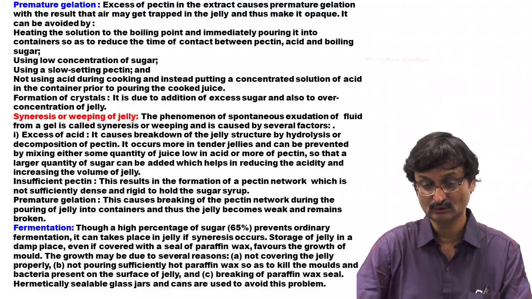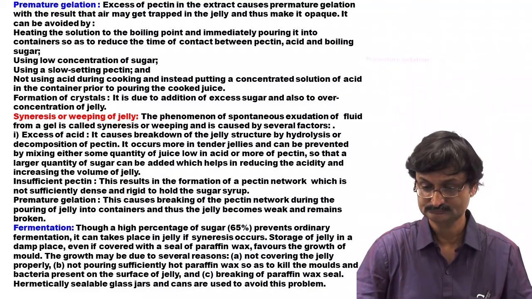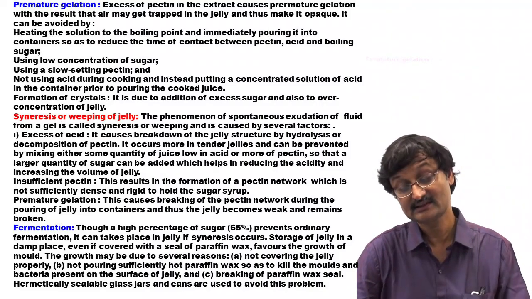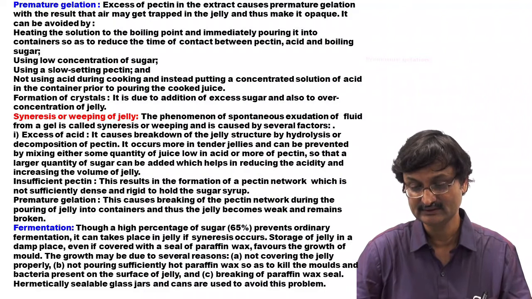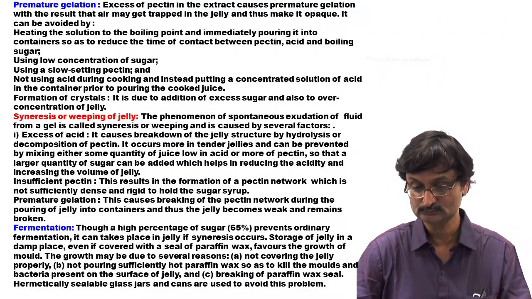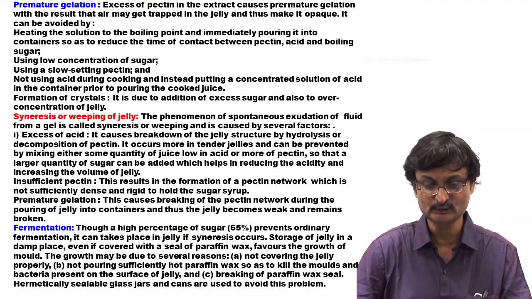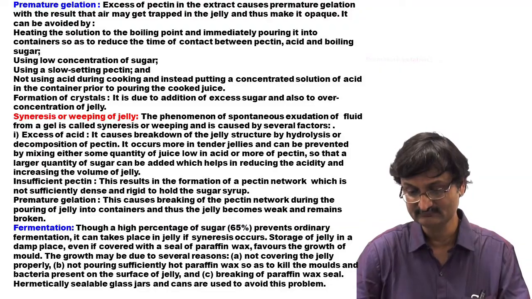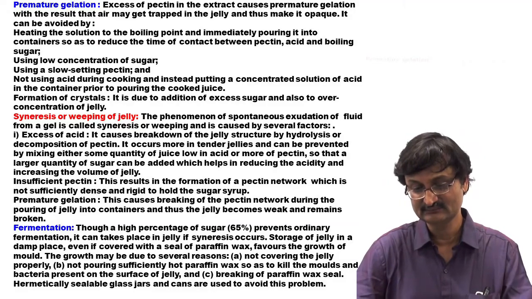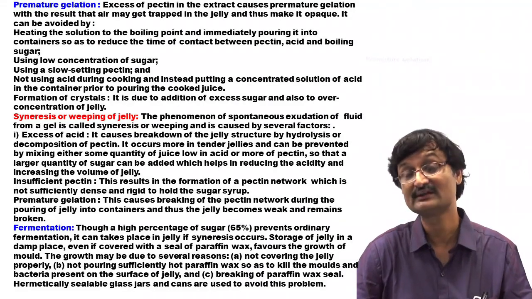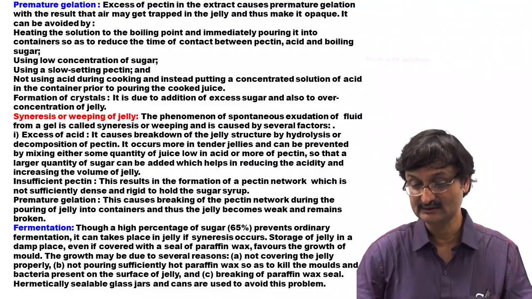And fermentation. Although a high percentage of sugar, 65%, prevents ordinary fermentation, it can take place in jelly if syneresis occurs. Storage of jelly in a damp place, even if covered with a seal or paraffin wax, favors the growth of mold. The growth may be due to several reasons: not covering the jelly properly, not pouring sufficiently hot paraffin wax, or breaking of the paraffin wax seal. Hermetically sealable glass jars, meaning airtight, and cans are used to avoid the problem.